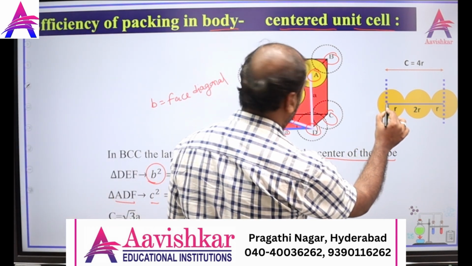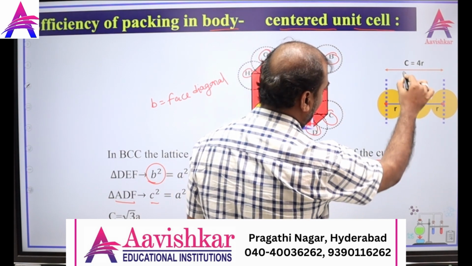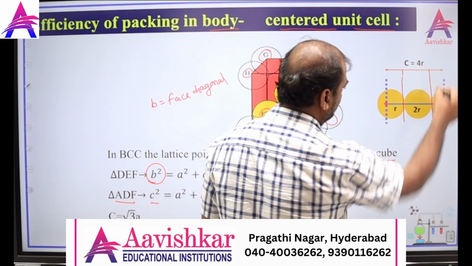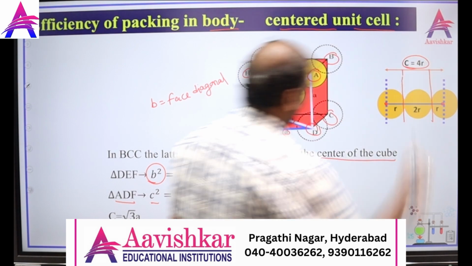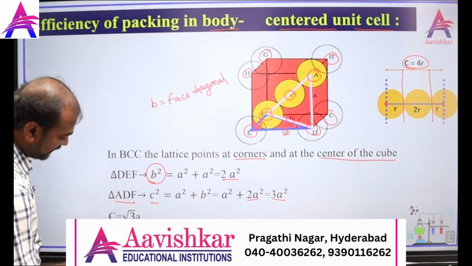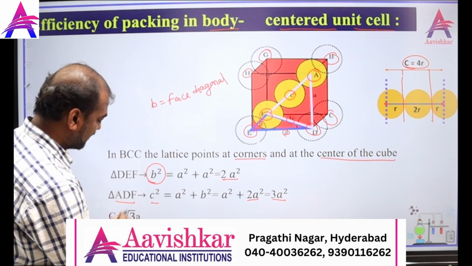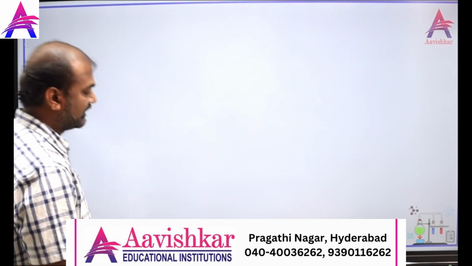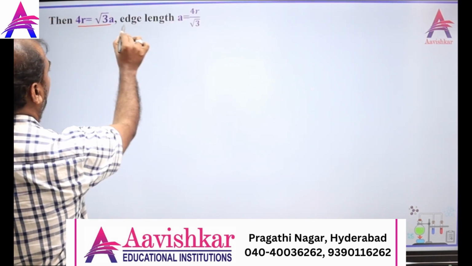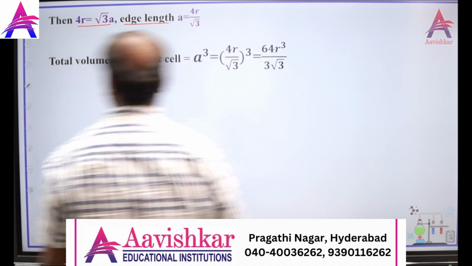Now the three points connected here: the first has a half radius, which will be R, the complete radius in the middle will be 2R, and then R. So the total c will be 4R. By this we can say c is equal to root 3 into a. The length of the body diagonal c is 4R. So 4R is equal to root 3 into a. Then the edge length a is equal to 4R by root 3.